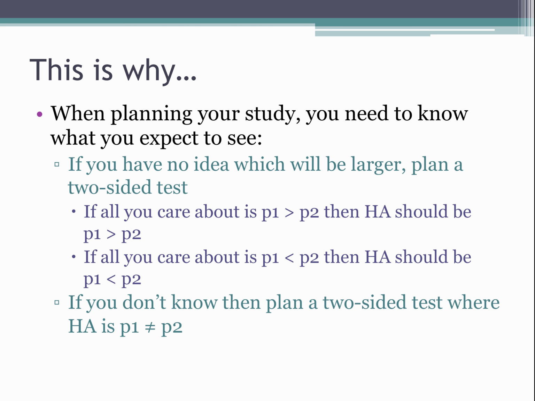If you have no idea which group will be larger, plan a 2-sided test. So do the equal to, not equal to test. If all you care about is P1 being larger than P2, so the proportion of success in my group 1 is higher than my proportion of success in group 2, then plan a 1-sided test. If all you care about is showing that something is less than, then plan the 1-sided test in that direction. If I have no expectation of which group will be larger than the other group, then plan a 2-sided test where my alternative is not equal to.